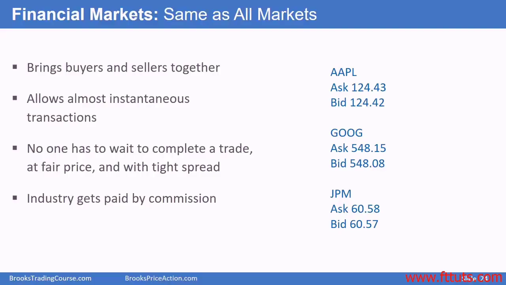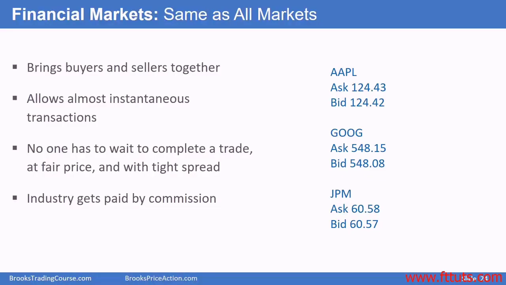And the stock market brings the buyers and sellers together, and they get almost instantaneous transactions. You do not have to wait to complete a trade at a fair price. You know that when you trade, you're getting the appropriate price at that instant, and there's a very tight spread between the bid and the ask. For example, if I wanted to buy Google, the ask is $548.15, so I'm going to pay $548.15. If I want to sell Google, it might be 08, and that's not a very big spread. In JP Morgan, the spread might be just a penny. It's a much cheaper stock, a 1 penny spread.